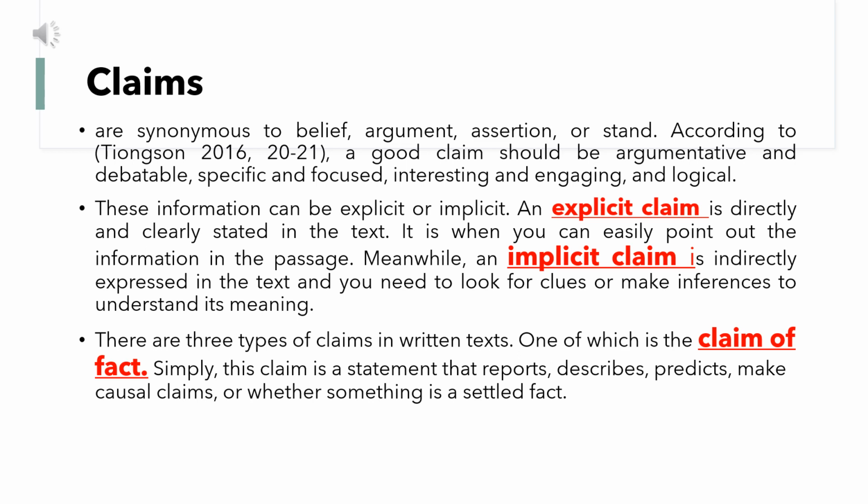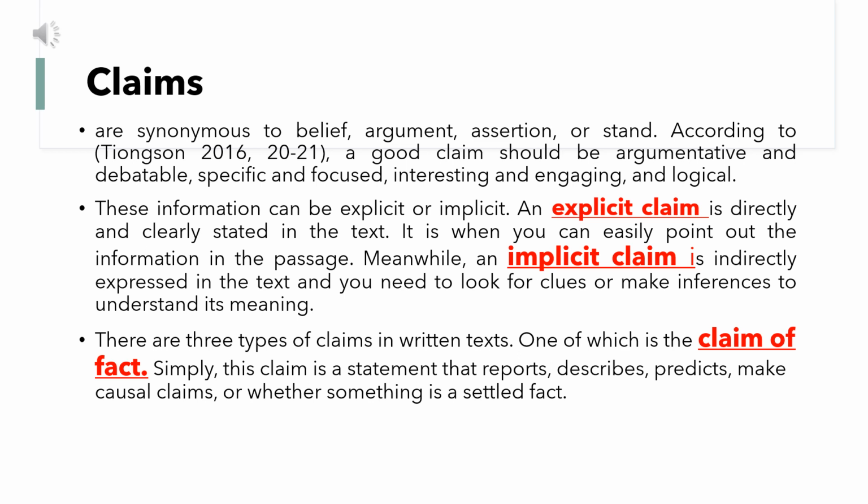Whenever we say explicit claim, it is directly and clearly stated in the text. It is when you can easily point out the information in the passage, meaning it is an explicit claim whenever you encounter the text or the statement coming from the passage, or what is stated and clearly mentioned in the passage. Meanwhile, an implicit claim is indirectly expressed in the text, and you need to look for clues or make inferences to understand its meaning. Whenever we say implicit claim, you have the presentation of ideas in an implied manner. They are not directly stated in the text, but they are being implied, or you are being given clues, or the ideas that you are reading are leading you to such thinking. So again, implicit claim: the presentation of ideas is in an implied manner.